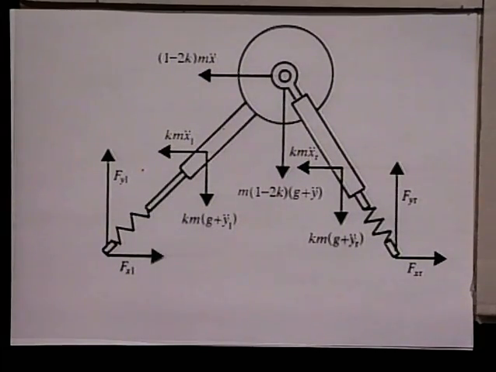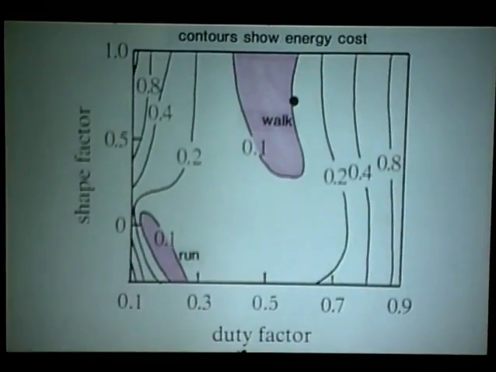But let's see what that tells us. We're going to have a graph, and in this graph, on the vertical axis, we've got the shape factor. On the horizontal axis, we've got the duty factor. Now, let me remind you what that means.